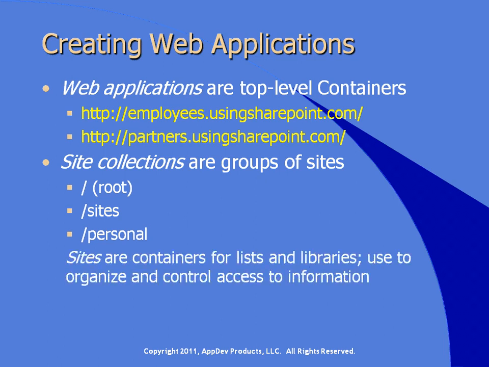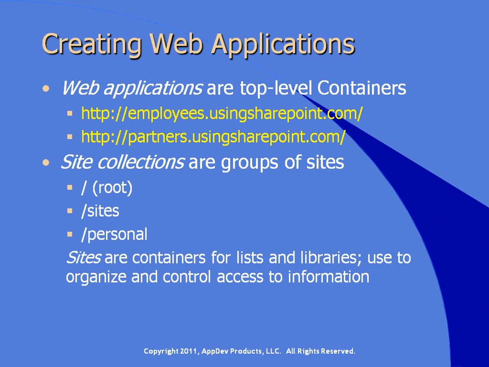Sites are containers for lists and libraries, used to organize and control access to information. Some of the limitations for site collections: you can have up to 250,000 sites per site collection. Some of the limitations for a list or a library: the file size cannot be over 2 gig. That's a hard limit. By default, it's set for 50 megabytes, and there are limitations depending on the operating system that you're using. If you're using Windows 2008, there are some settings that will need to be changed because by default, it's not going to allow over 16 meg.